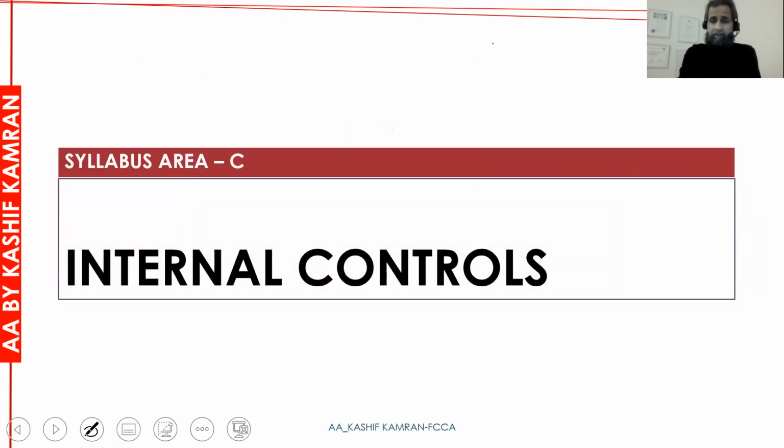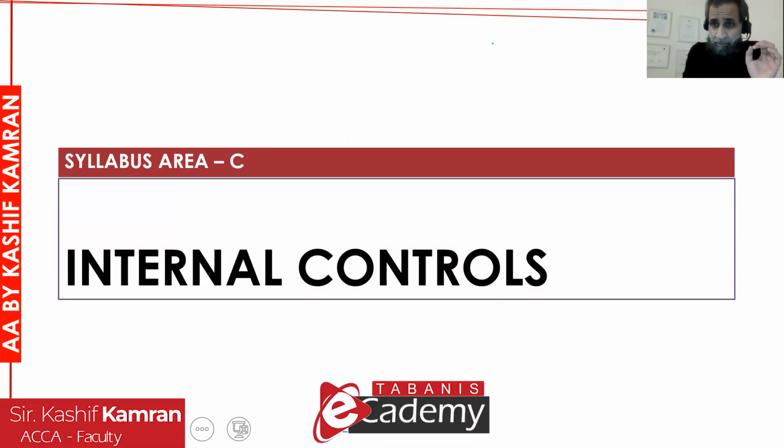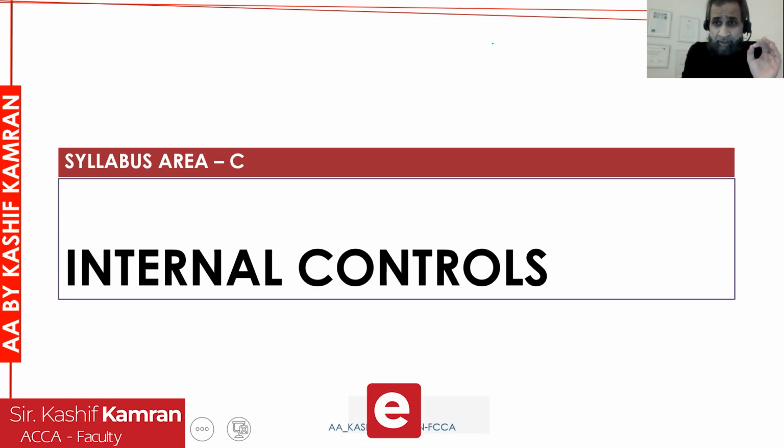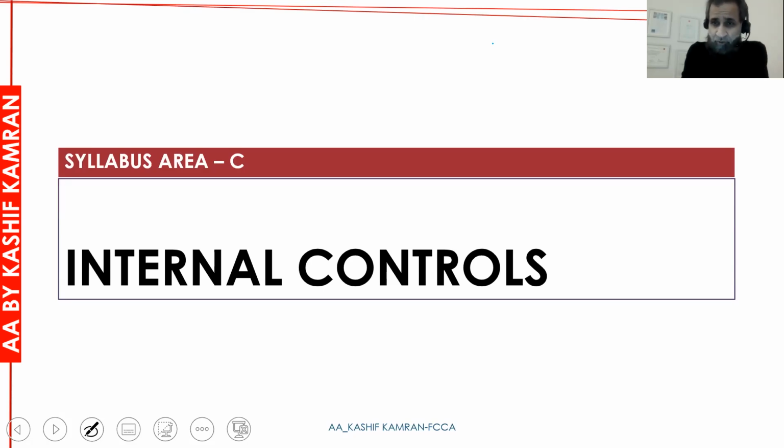Syllabus area C, which is about internal controls, is a very important syllabus area, just like the previous syllabus area, risk assessment. A question on internal controls comes almost in every single exam sitting in Section B of the paper, which is 70% of your paper. There are numerous types of questions which come on internal controls, and I will be preparing you for all sorts of questions. So this is an extremely important syllabus area.